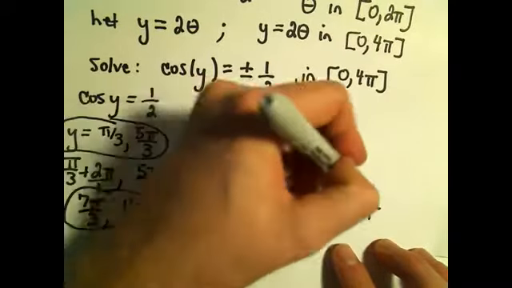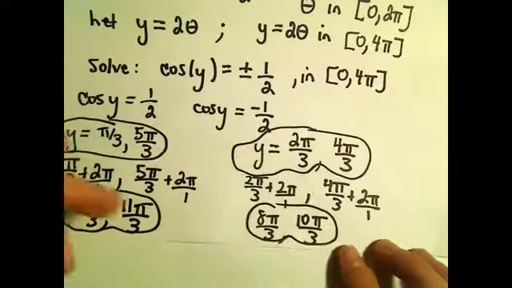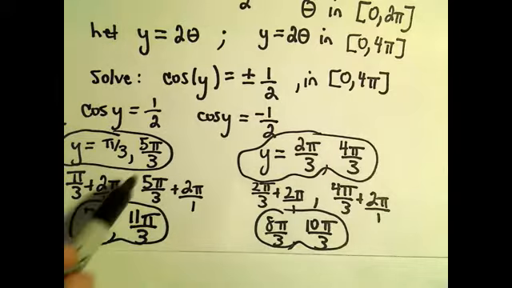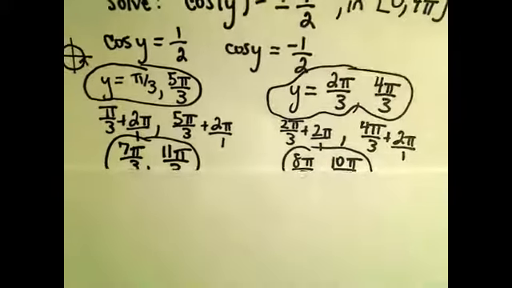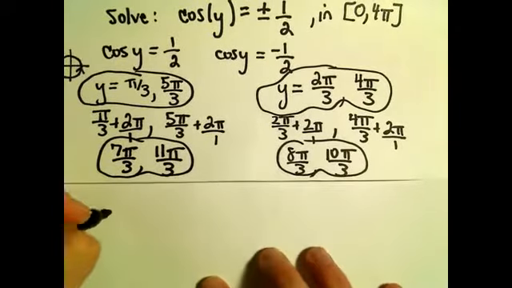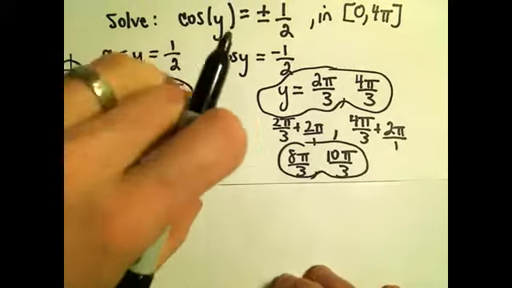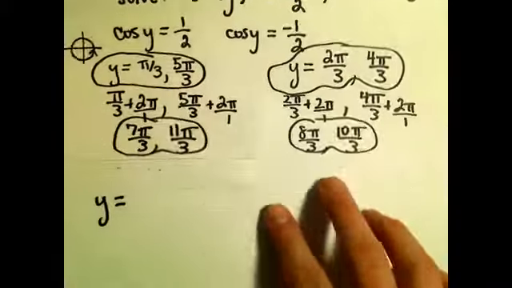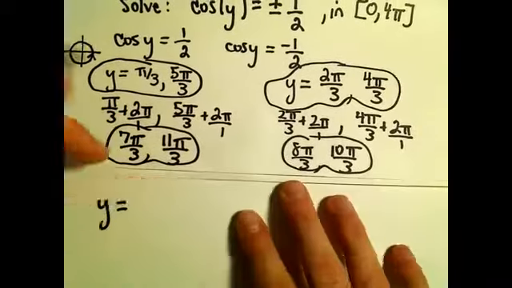Okay, so now we've got these extra 4 solutions. So again, we want theta to be in the interval 0 to 2 pi. Definitely all of these answers are not in 0 to 2 pi, they're in 0 to 4 pi. But now I'm just going to go back. So we said y was the same thing as 2 theta. So y is the same thing as 2 theta.